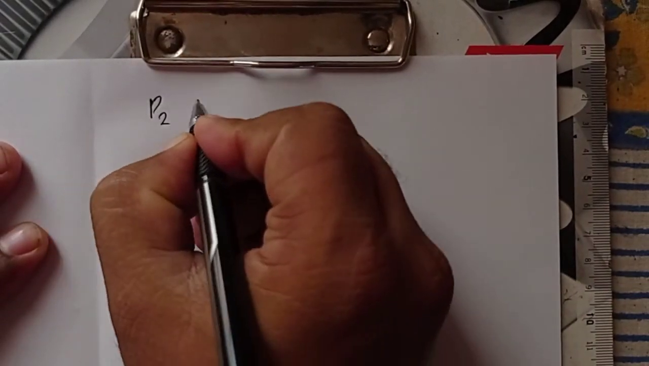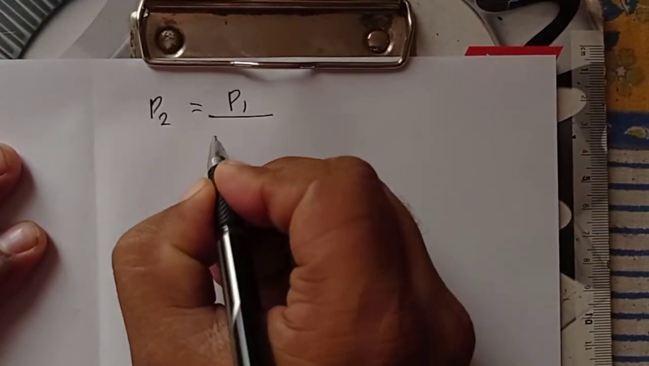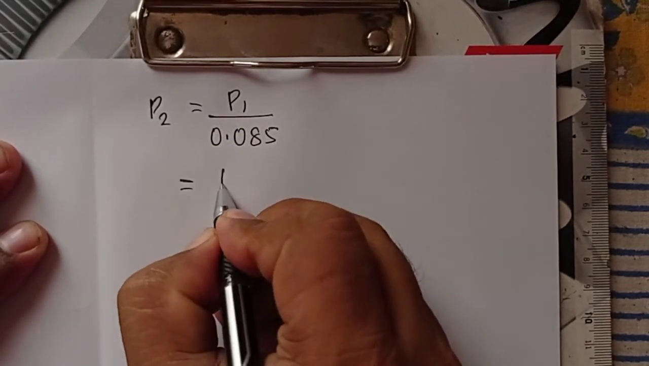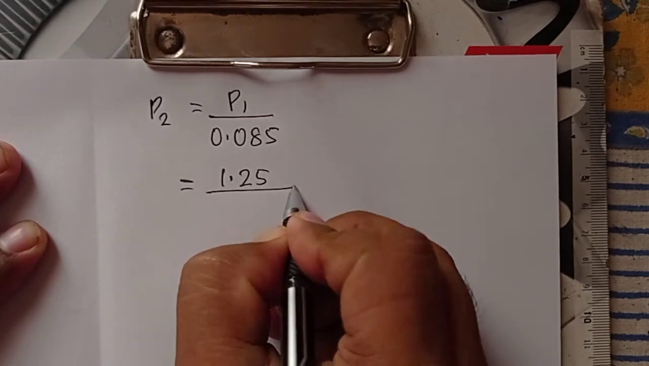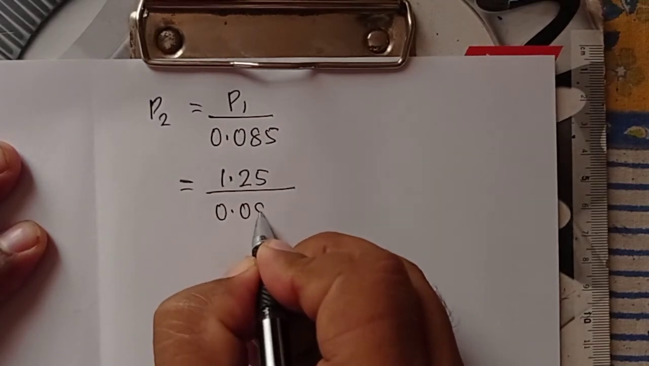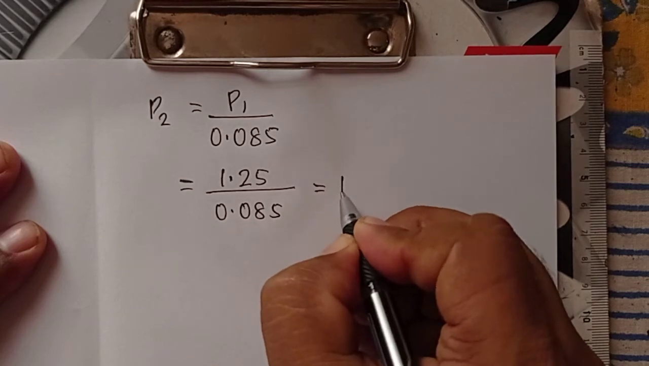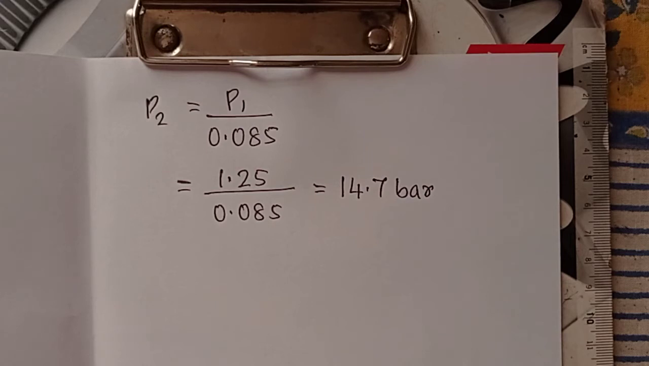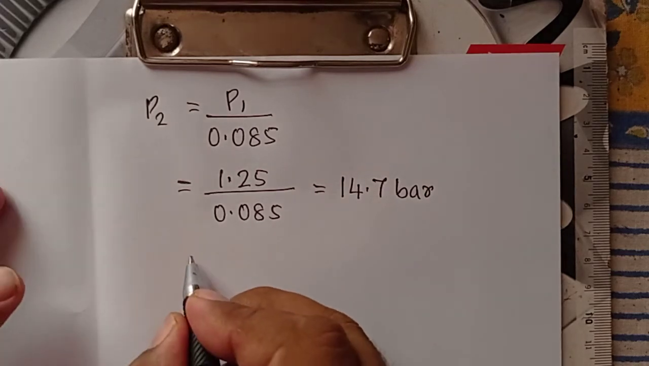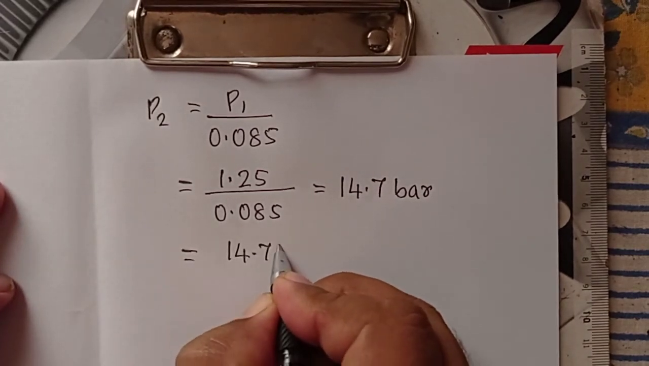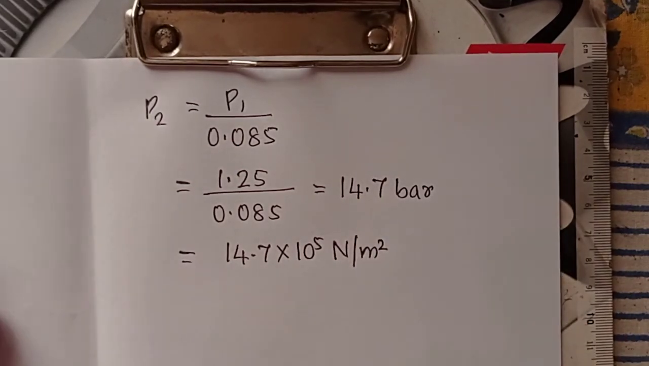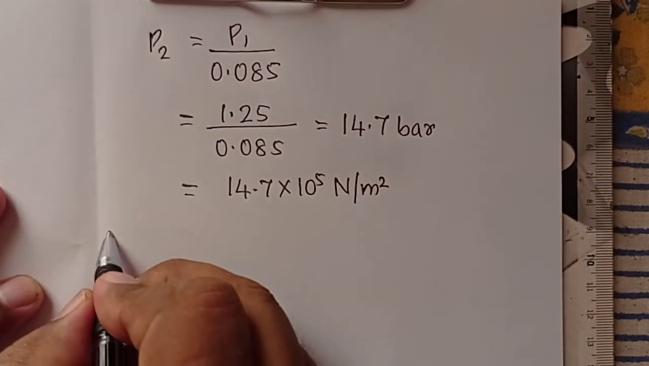That is, P2 will be equal to P1 divided by 0.085. So what is the value of P1? P1 is 1.25 divided by 0.085 will give me the value of P2 as 14.7 bar, or it is 14.7 into 10 to the power 5. I will write it again, 14.7 into 10 to the power 5 Newton per meter square will give me the value of P2. Then find out work done.